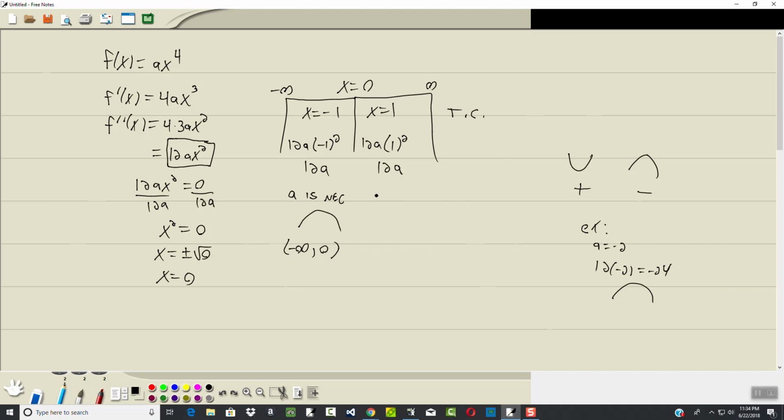Now on the other hand, if a is positive, like 5 for example, 12 times 5 would be 60. 60 is positive, so that's concave up. So it's concave up when a is positive, which is from 0 to positive infinity. And that's how you determine those.